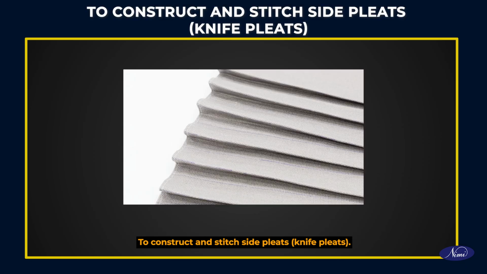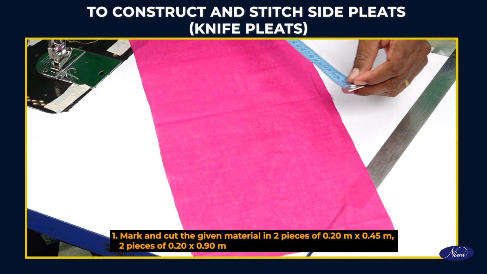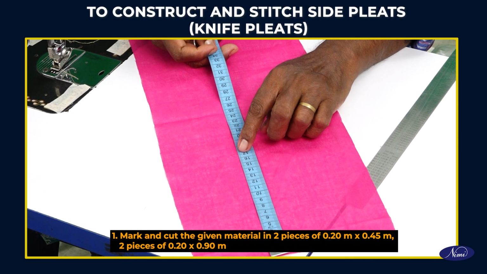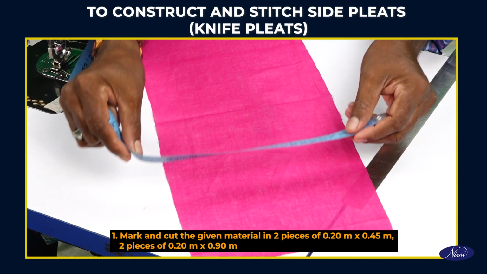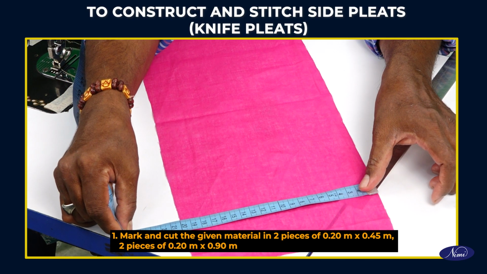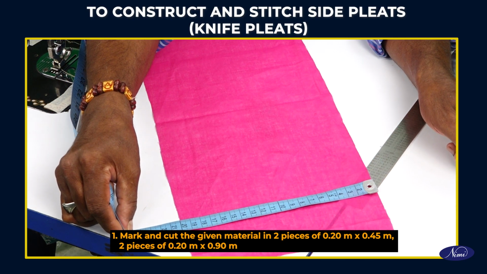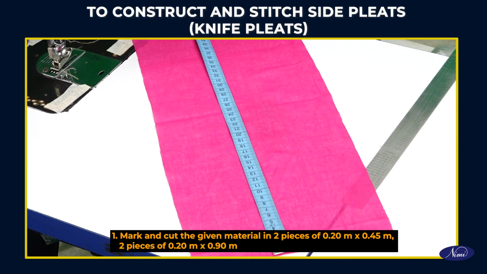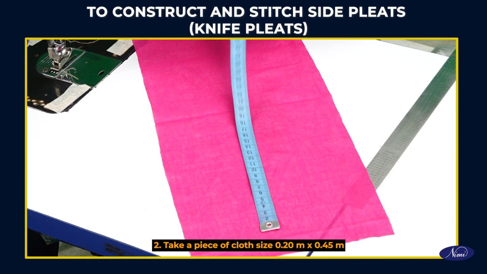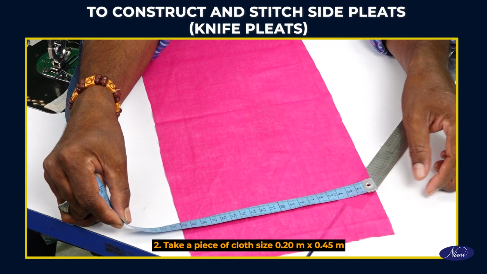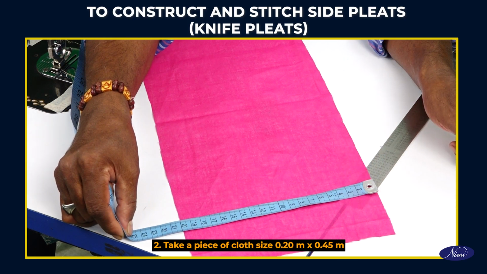To construct and stitch side pleats. Knife pleats. Mark and cut the given material in 2 pieces of 0.20 meter by 0.45 meter, and 2 pieces of 0.20 meter by 0.90 meter. Take a piece of cloth size 0.20 meter by 0.45 meter.